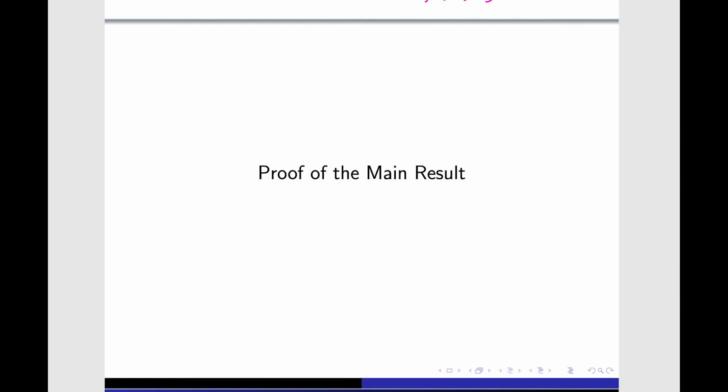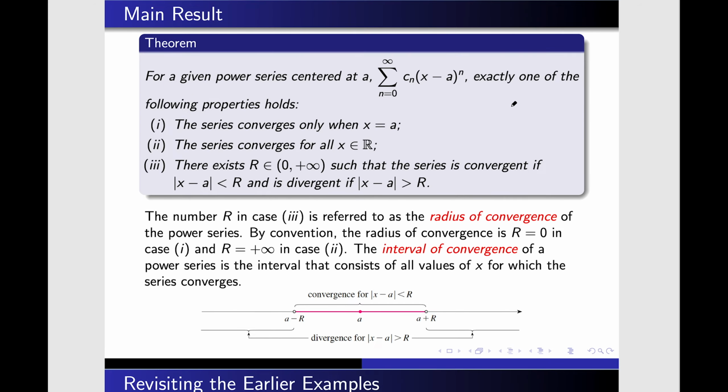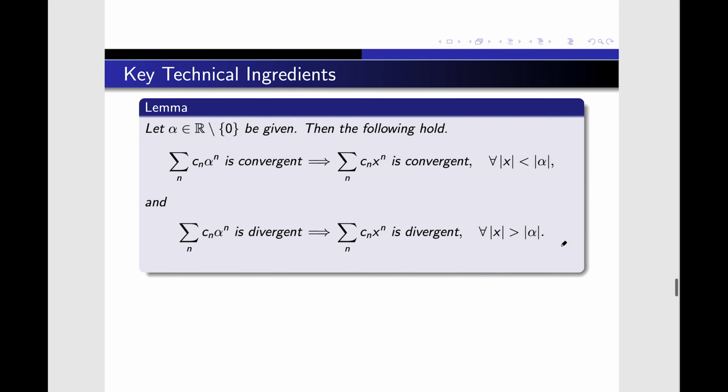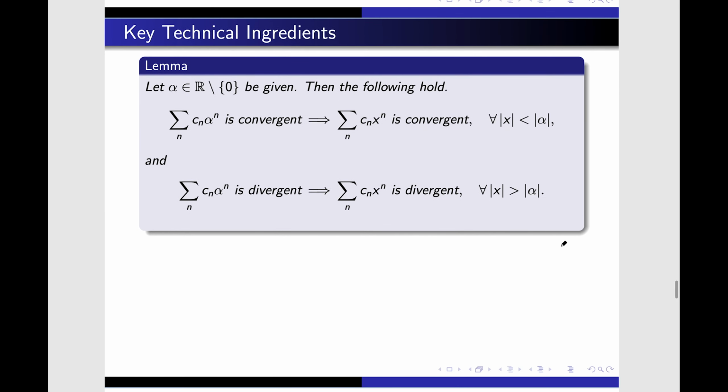The main result being what? The main result being this theorem, right? Remember the theorem? That's the main result. So we're gonna try to prove that. And in order to prove it, we need some technical ingredients. I'm gonna need this lemma. Let's call this guy a lemma, which is needed in the proof of the theorem.